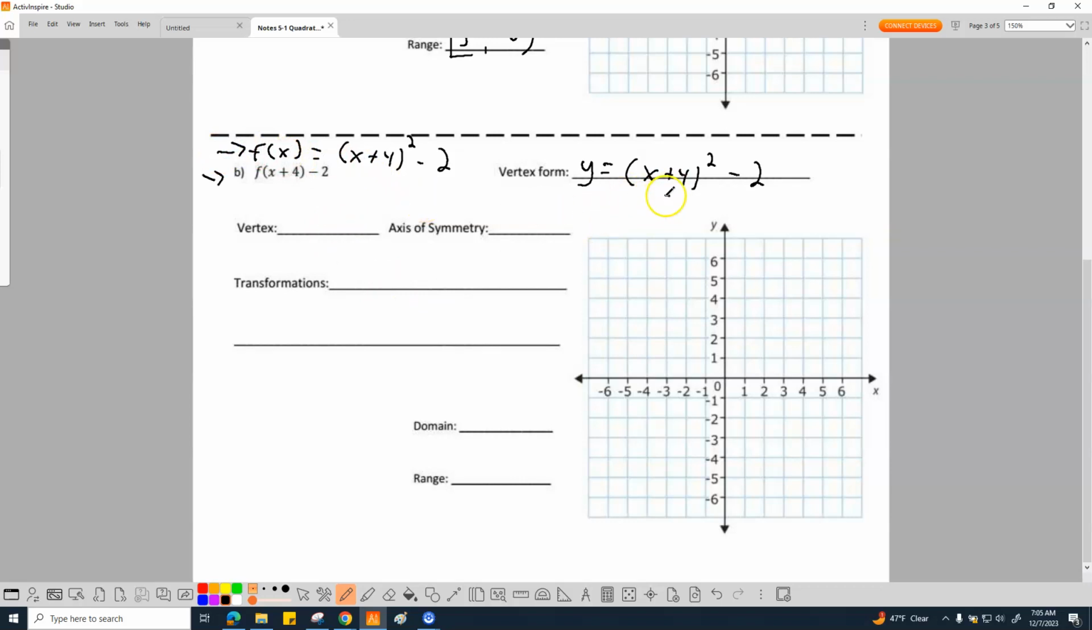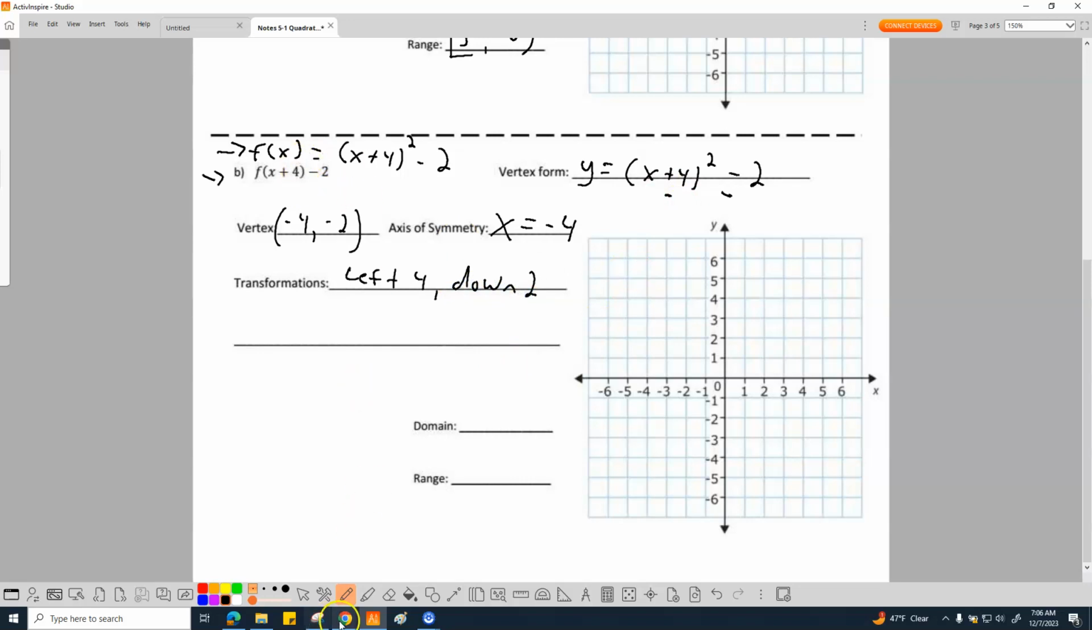So our vertex, take the opposite, negative 4, and then this stays the same right there, which is negative 2. Axis of symmetry is the x coordinate, that negative 4. And the transformations, let's see, it should be going left 4, and it will be going down 2. Left 4, down 2.